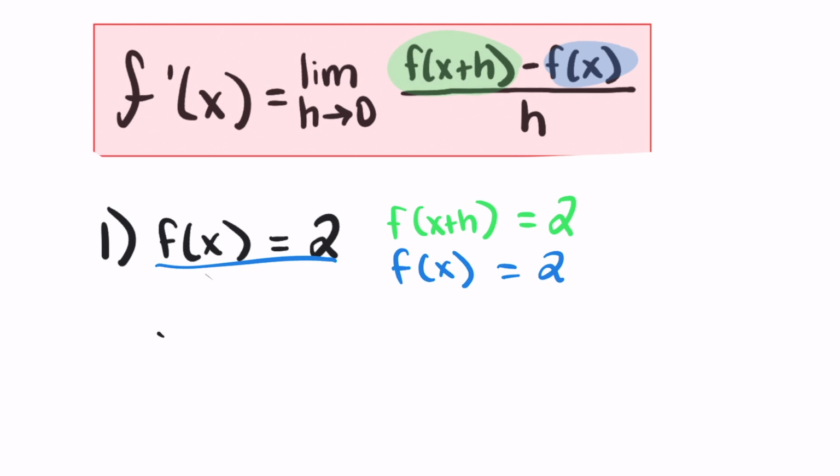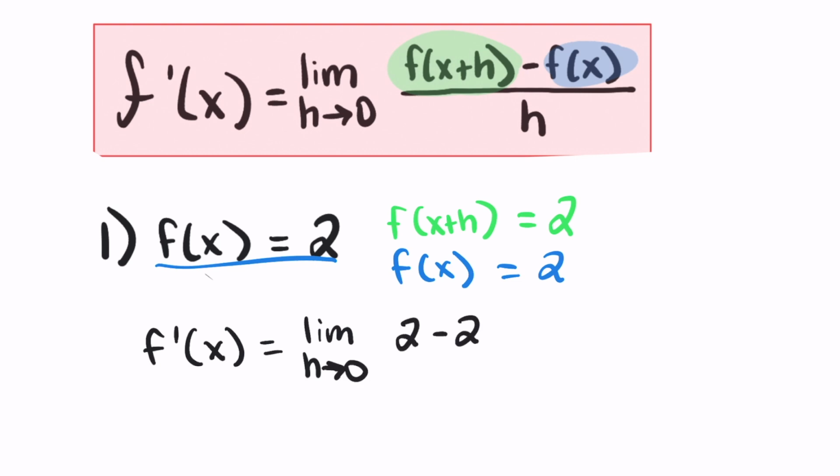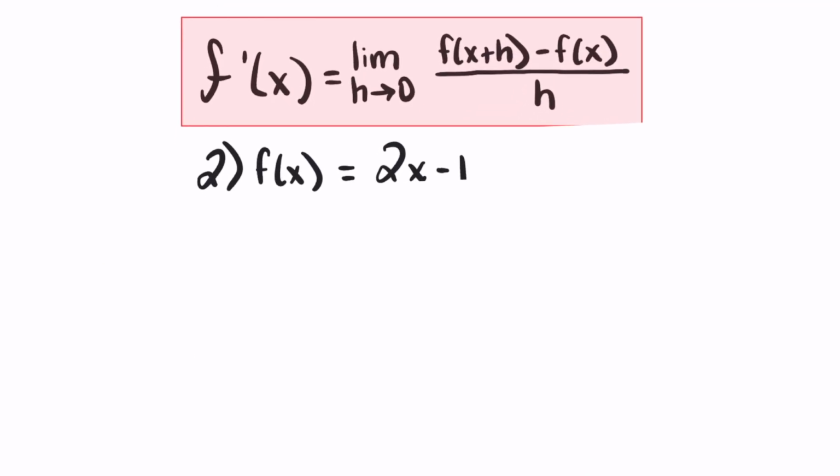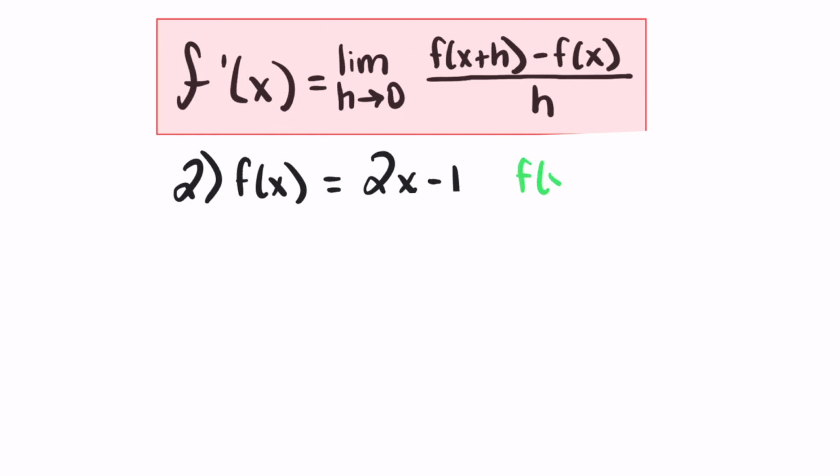Meaning we can plug this in now to say f prime of x equals the limit as h approaches 0 of f of x plus h, so 2, minus f of x, also 2, over h. That's 0 over h, which equals 0. So again, this applies for any constant. Next, we'll move on to a slightly harder problem.